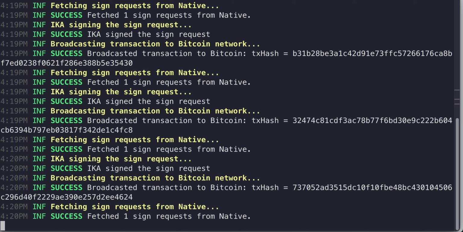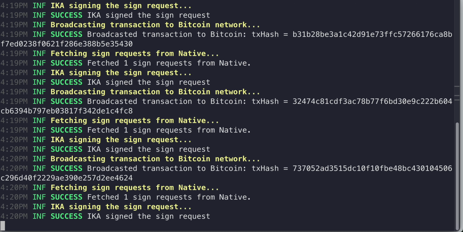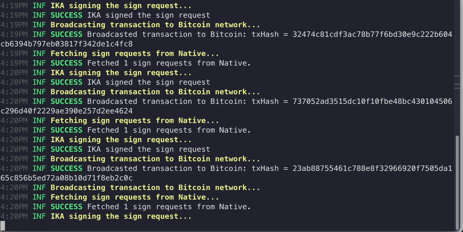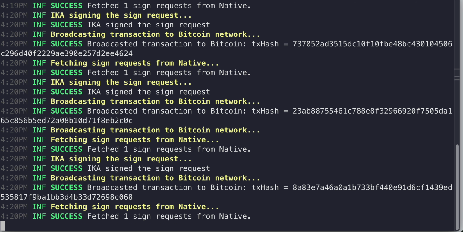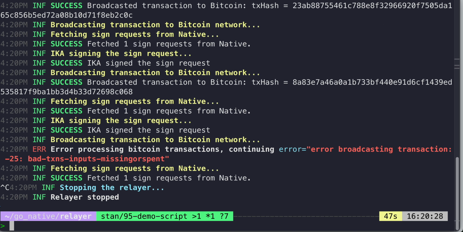I've also included a 6th invalid transaction where I will stop the relayer. The transaction will fail on attempt to broadcast to Bitcoin because it's invalid. Okay, let's stop the relayer. This is the 6th invalid transaction. As we can see, there is actually an error when broadcasting the transaction.